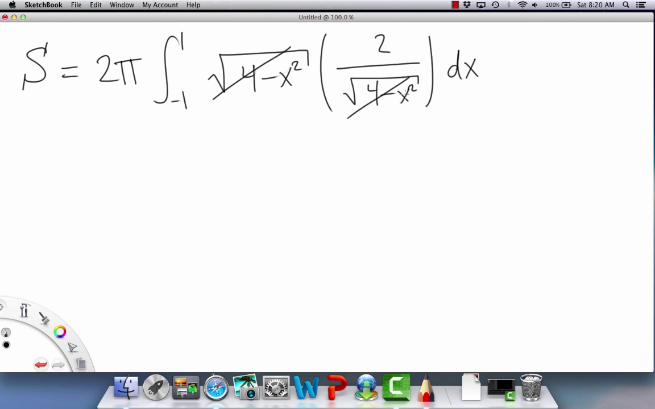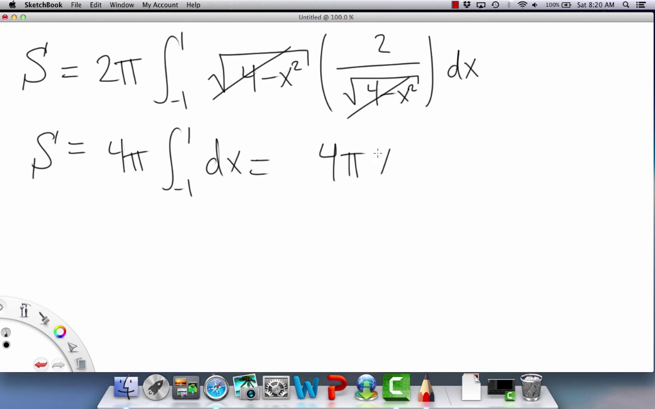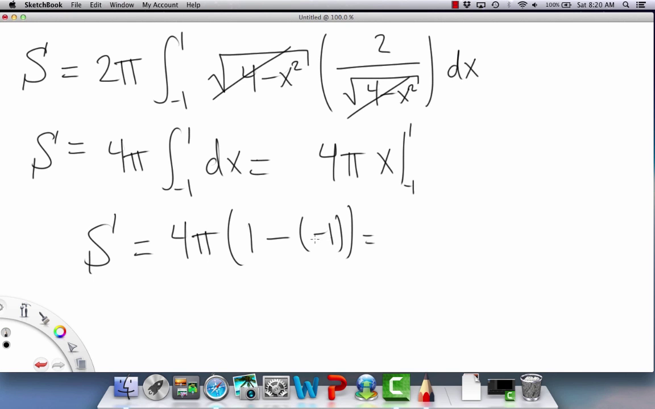Our simplified answer now is going to be 4 pi integral from -1 to 1 of dx, which we all know equals 4 pi x from -1 to 1. Then I'll rewrite it down here. So surface area equals 4 pi times 1 minus negative 1, and this is just a 2. So now our final answer is 8 pi. This is our surface area.